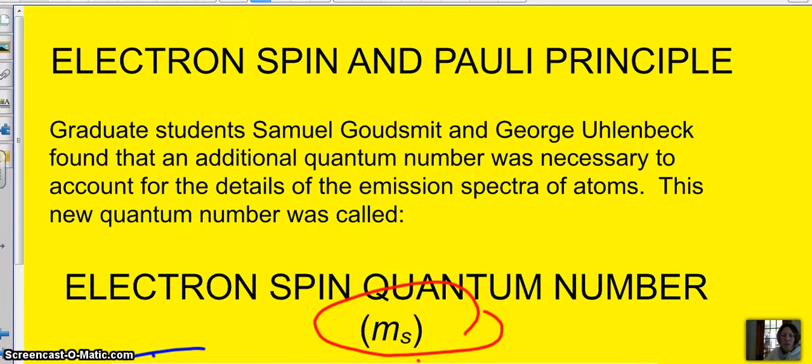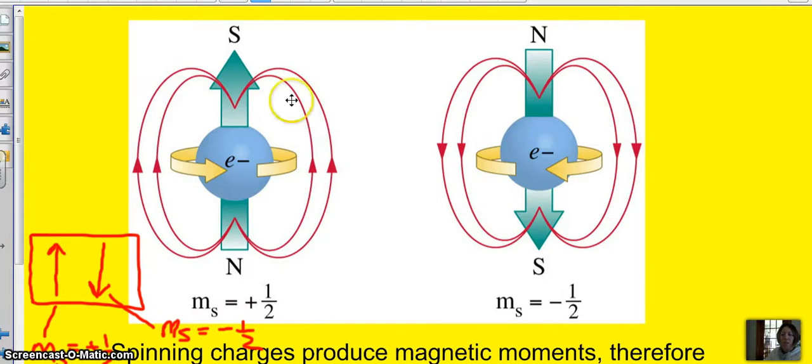When you place a spinning charge like an electron, an electron spinning produces a magnetic moment depending on the direction in which it's spinning. It can spin clockwise or counterclockwise. And if it spins one way, we believe it produces one magnetic moment, say a north pole. And if it spins the other way, we believe it produces another magnetic moment, say a south pole. And so there's really only two values for the magnetic spin quantum number.